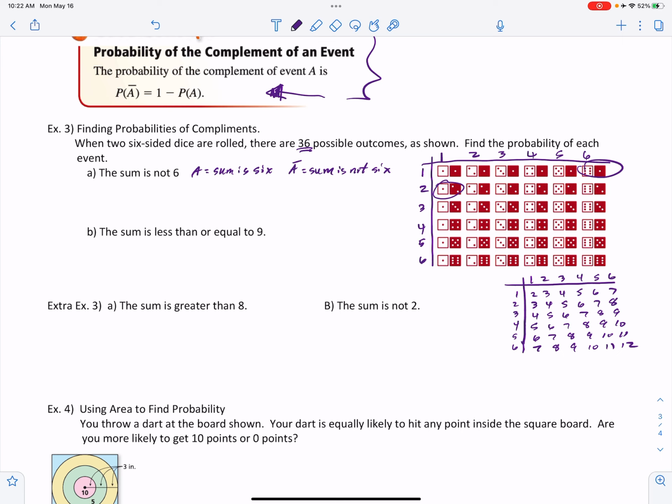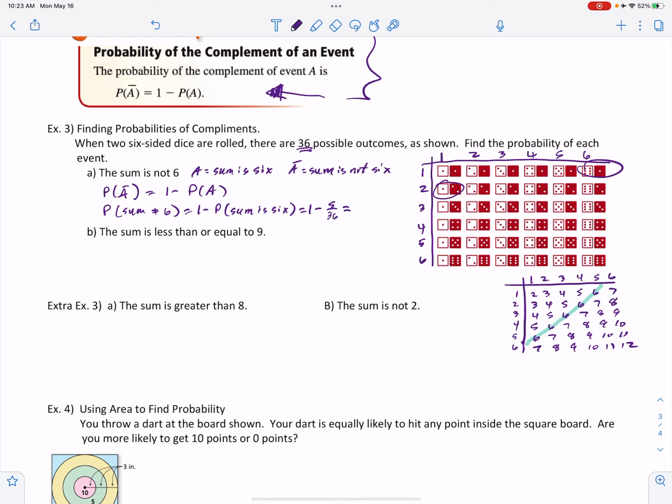And so in this case, the probability of A bar, which I'm letting be the sum is not 6, is 1 minus the probability of A. So the probability the sum is not 6 is 1 minus the probability the sum is 6. And in the chart, if I look at where the sum is 6, I'm just going to highlight that there. If you count those up, there are 5 of those where the sum is 6 out of 36.